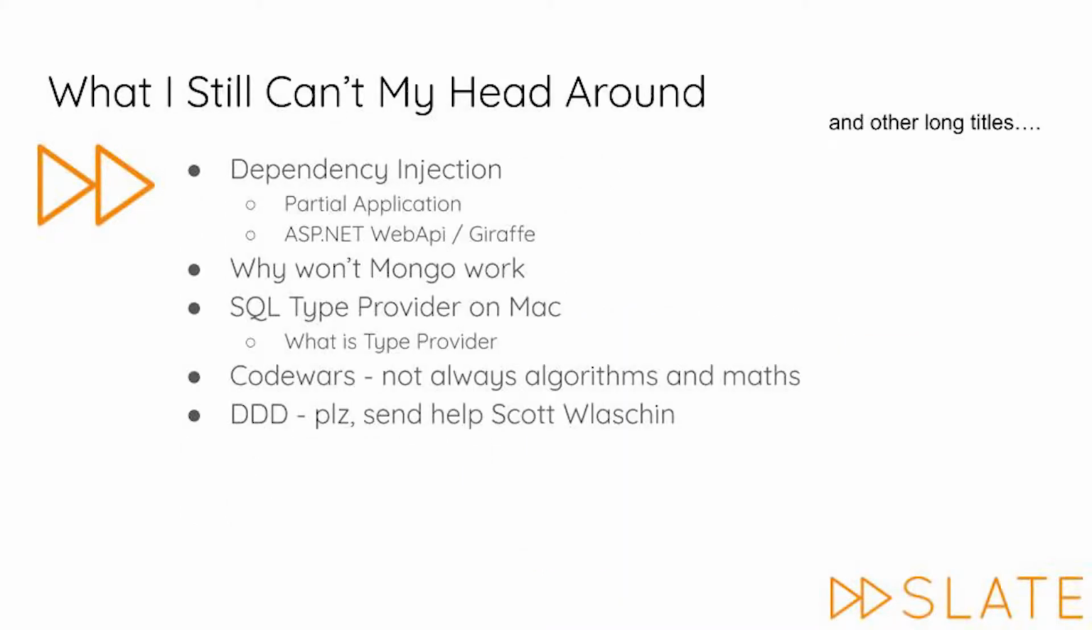What I still can't get my head around, so this is a journey that I've been on to get from C# to F#, and I'm not great at it. I'm still trying to get there. Dependency injection is such a core part of web API stuff and any other app you want to create, you always think dependency injection. How do you do it in F#? There's partial application. There's also a lot of blogs about how to do this from really good guys in F#, so that's pretty cool.